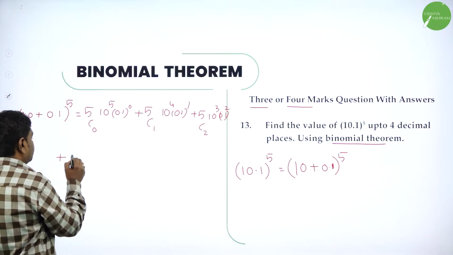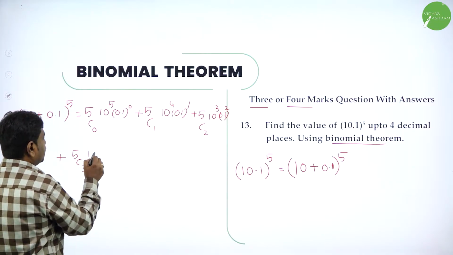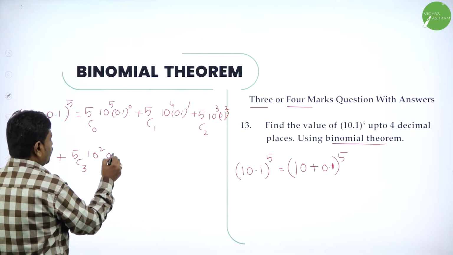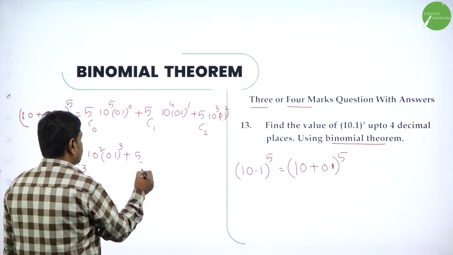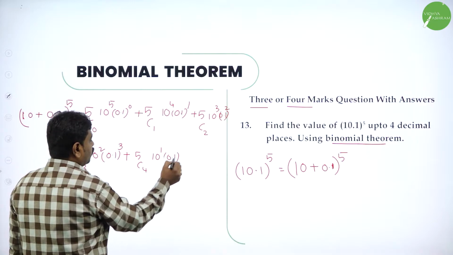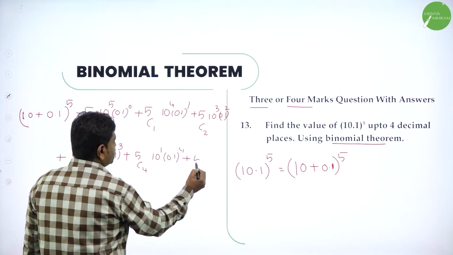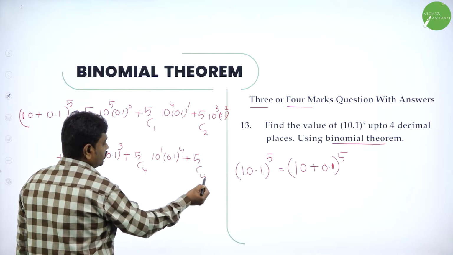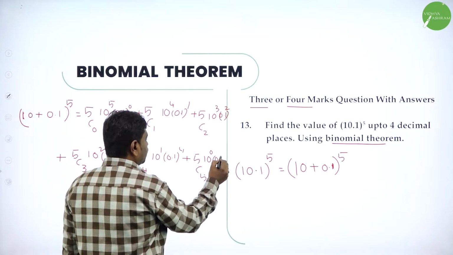Then we'll have plus 5c2 is done, 5c3, 10 power 2, 0.1 power, earlier we had 2, it will become 3, then 5c4, 10 power 1, 0.1 power 4. So 10 power I am decreasing and 0.1 power I am increasing. Last term 5c5. You should stop when you get these two equal. 5c5, 10 power 0 and 0.1 power 5.